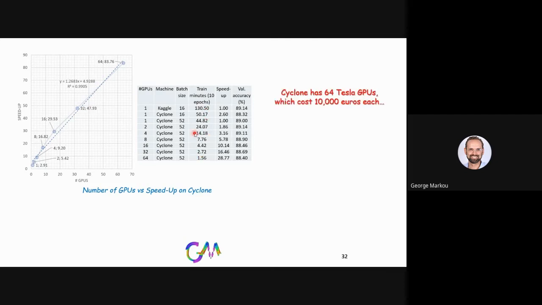Now, as I said, Cyclone has 64 Tesla GPUs, and the cost of each GPU is 10,000 euros. So this means that when we were running 64 GPUs at the same time and engaging them in our analysis, we are using like 640,000 euros at the same time. I don't know about you, but this is pretty cool.